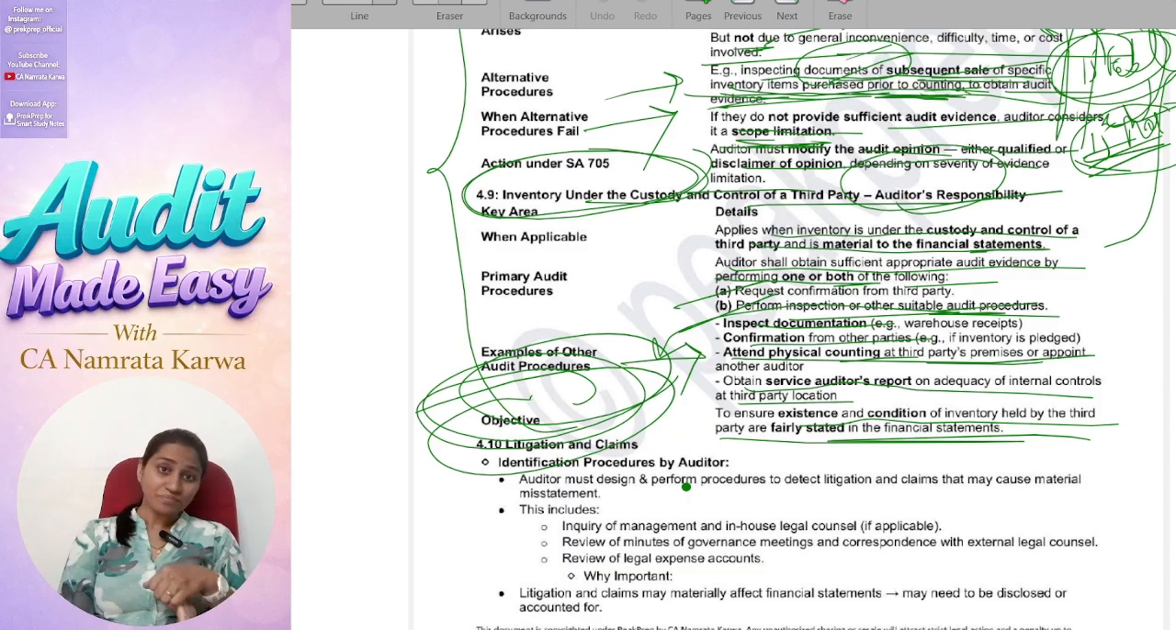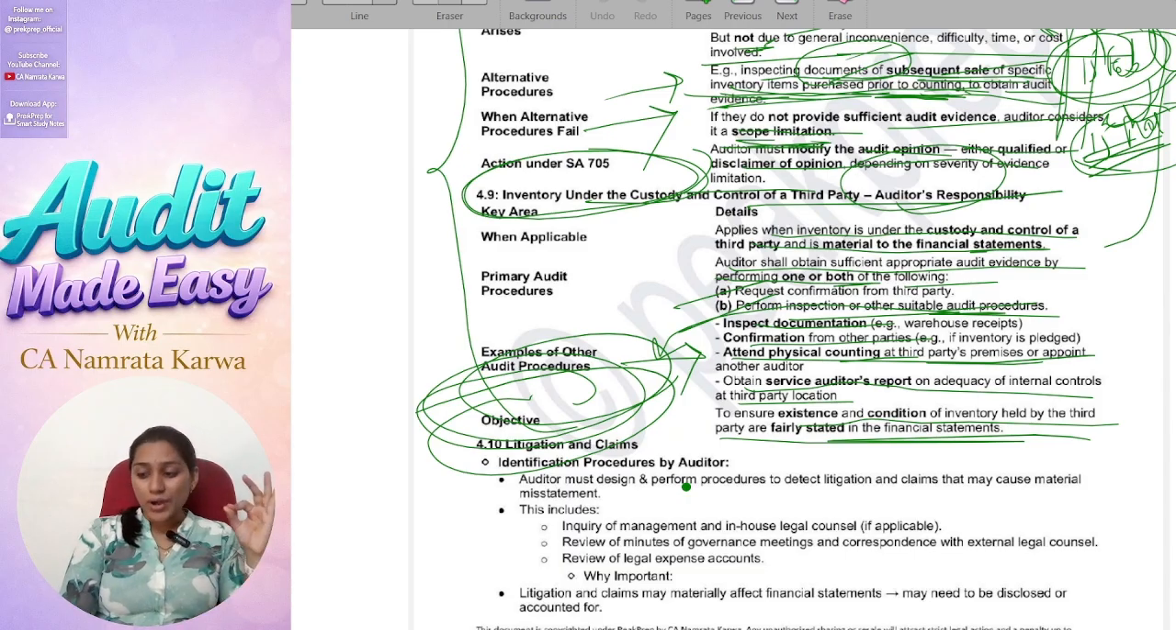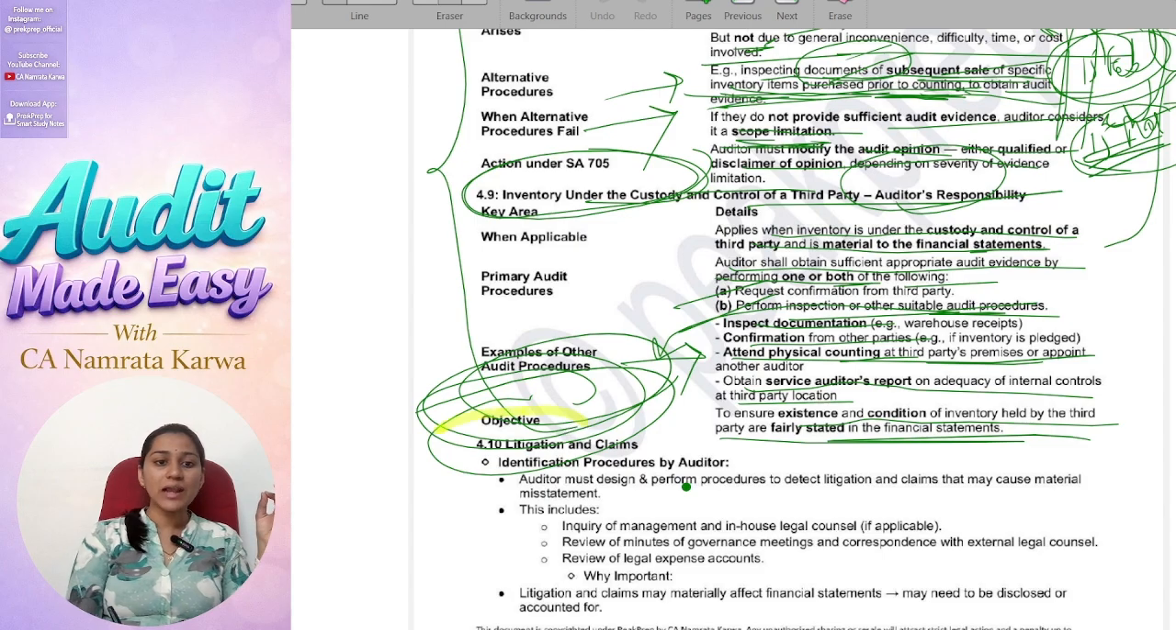Okay, so now let's continue and move ahead with the topic, which is litigation and claims.